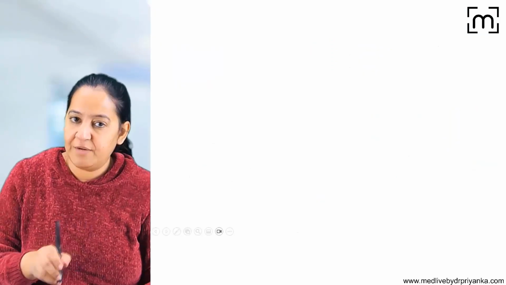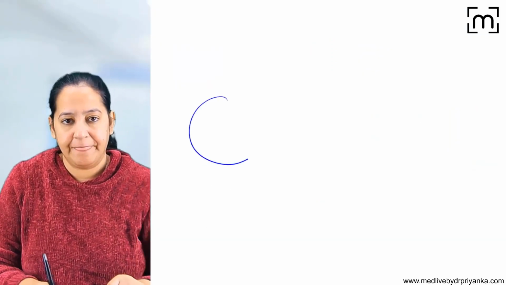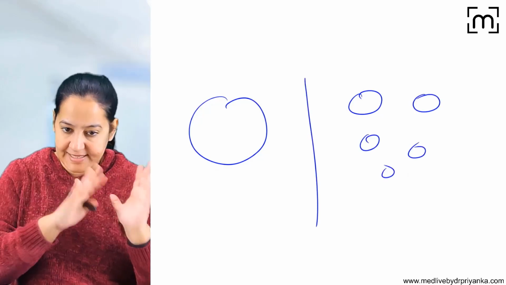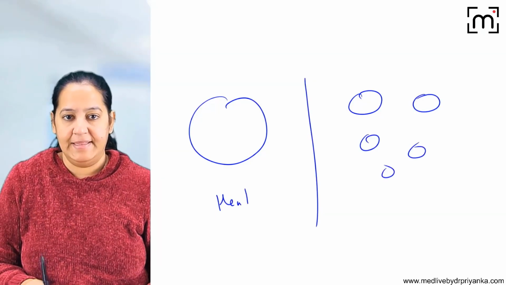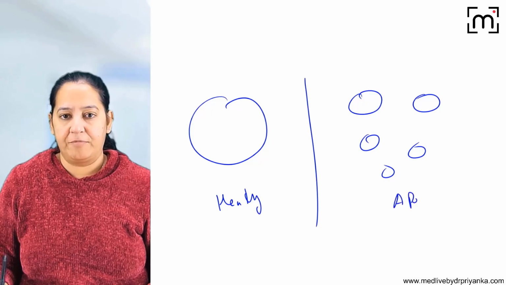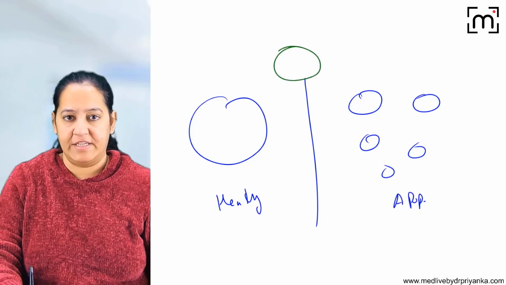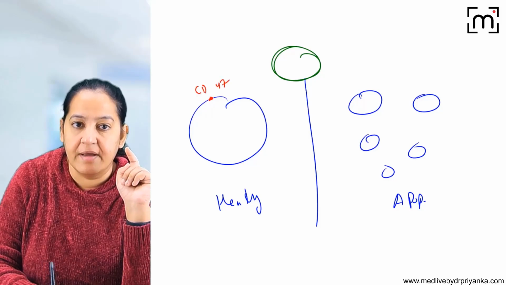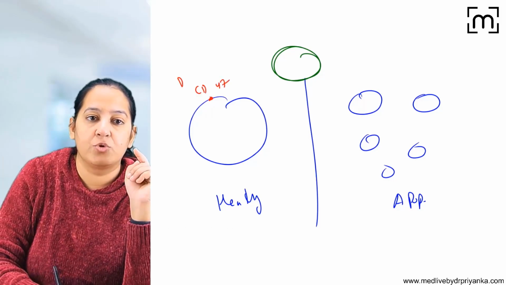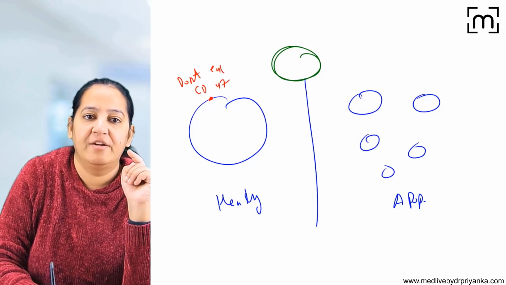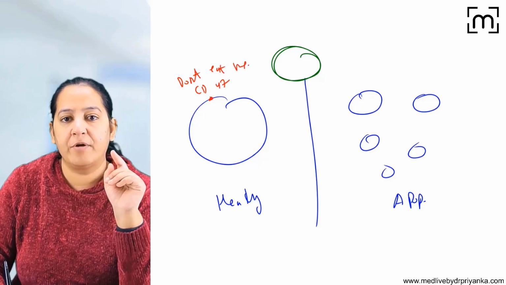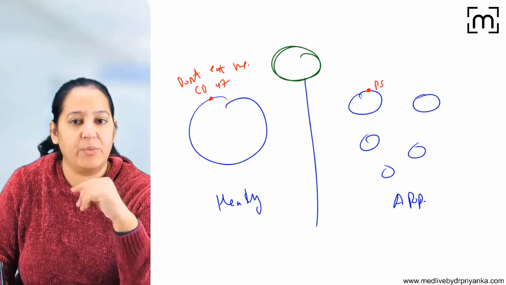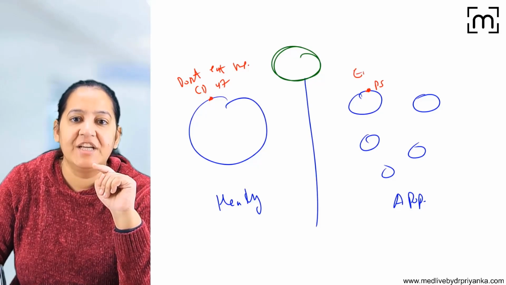So what is the do not eat me signal? This is a healthy cell and this is an apoptotic cell, and this is a phagocyte. So tell me the name of the receptors. The healthy cell has CD47 that repels the phagocyte. This is known as the don't eat me signal. And on the contrary, the apoptotic cell has phosphatidylserine that attracts the phagocyte and asks the phagocyte to engulf them. So this is known as the eat me signal.